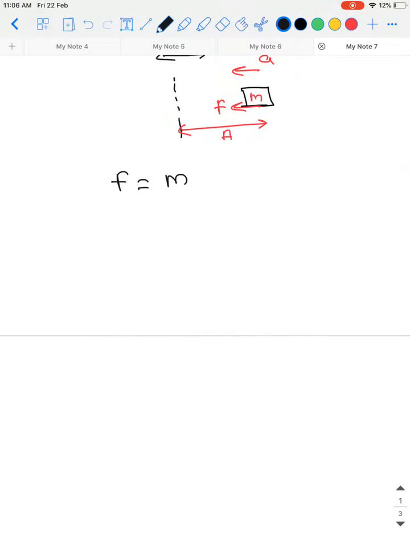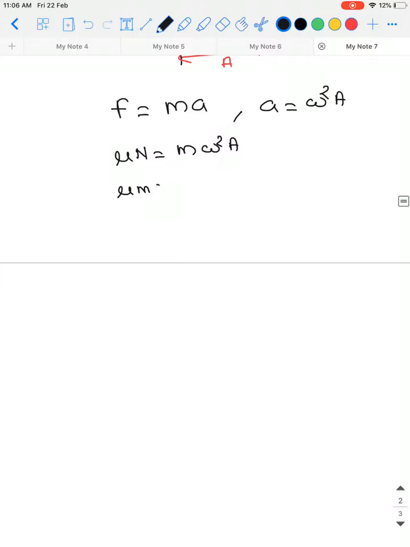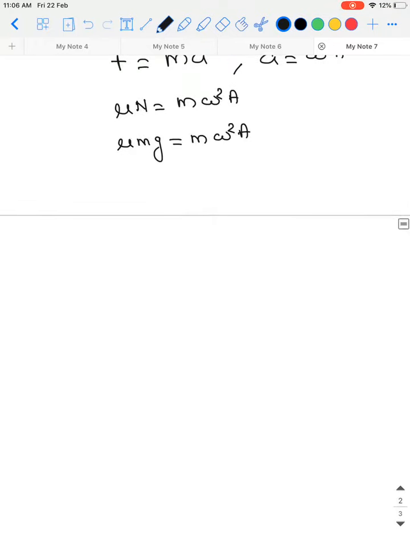Now we know that when the particle is at its extreme position, the acceleration will be maximum, equal to omega square into amplitude of oscillation. And this frictional force we can take as mu into normal reaction, which should be equal to m into omega square into A. The normal reaction is mg, so mu mg equals m omega square A. So we can cancel m, and we can write mu equal to omega square A divided by g.